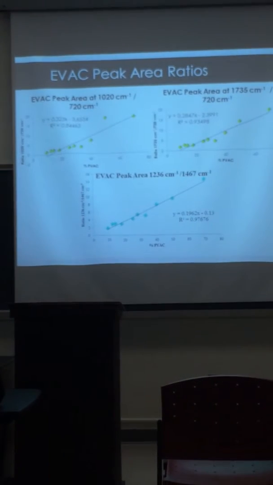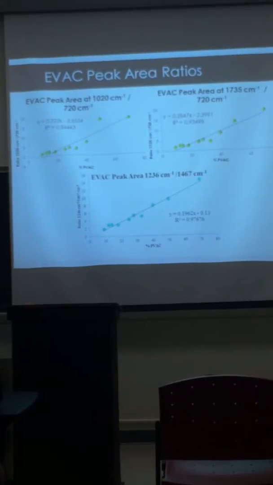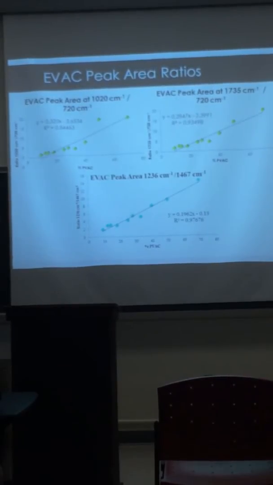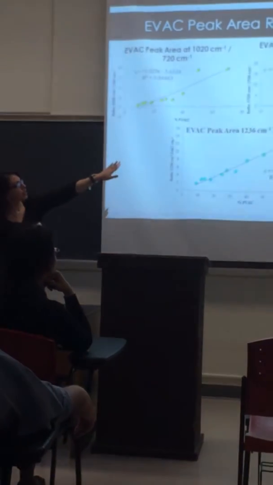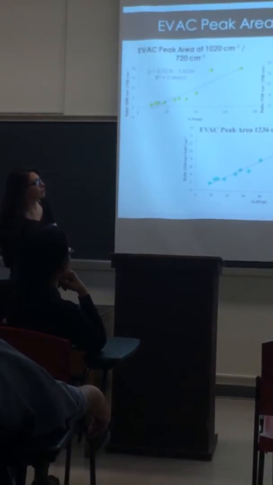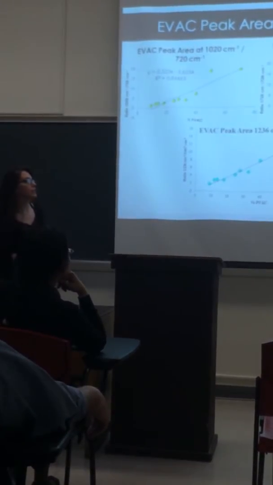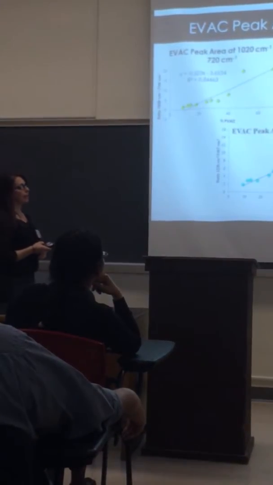So looking at these graphs, they show the peak area ratio versus percent PDAC. The 1020 comes from the PDAC, whereas the 720 comes from the polyethylene. You have the 1735 that comes from the PDAC, and the 720 that comes from the polyethylene, and the 1236 that comes from the PDAC, and the 1467 that comes from the polyethylene.